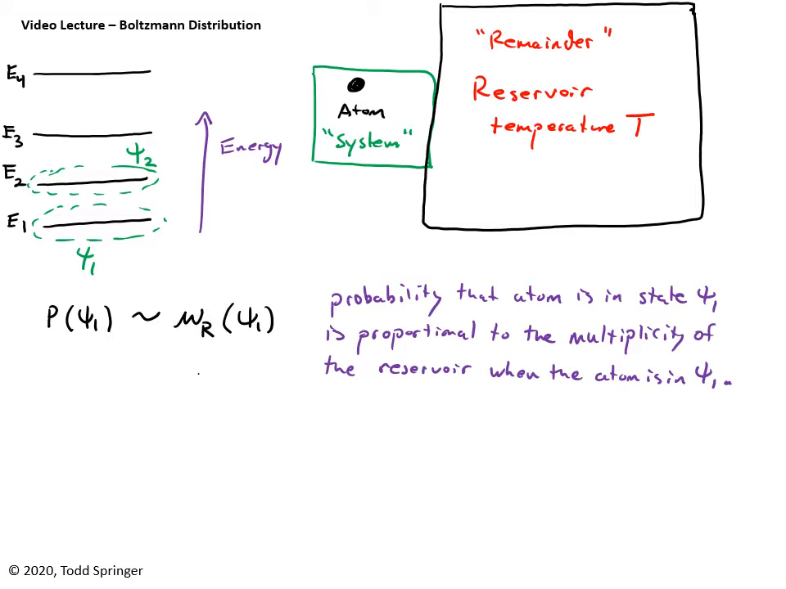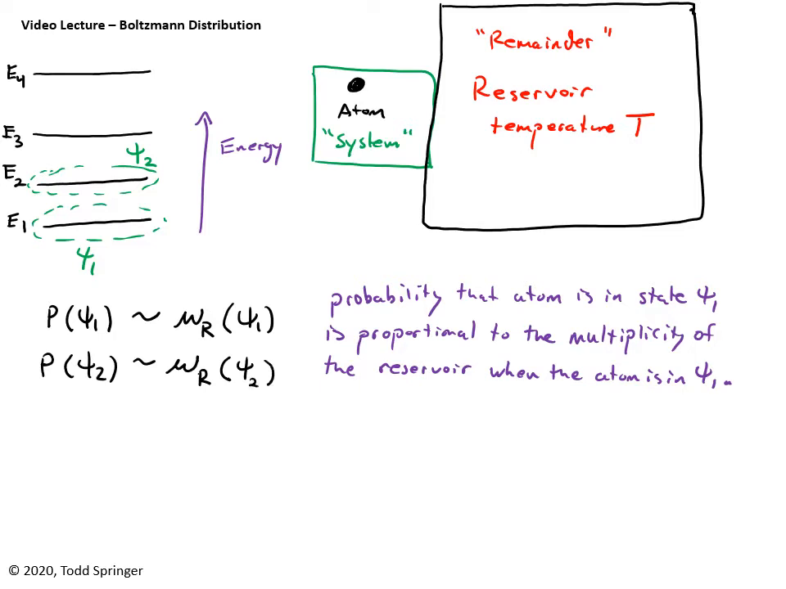So there we go. That's what we had reasoned out previously: how likely is it that the atom is in state psi1? Well, that depends on how many ways you can arrange the rest of the atoms. And if there's more ways to arrange the rest of the atoms, leaving the atom in state psi1, it's going to be more likely. That was the idea. Similarly, we could do the same thing for psi2. It's the multiplicity of the reservoir, the remaining atoms, when the atom is in state psi2.